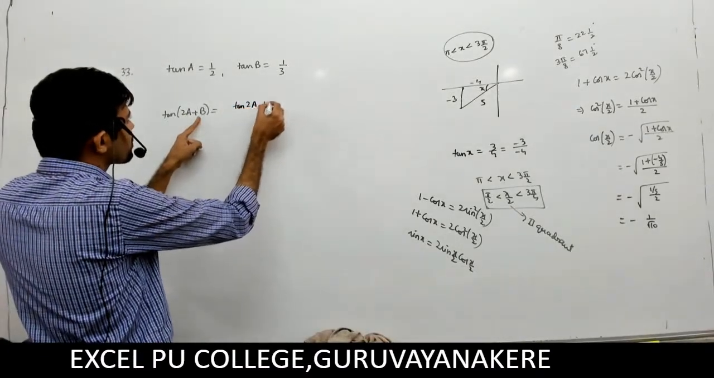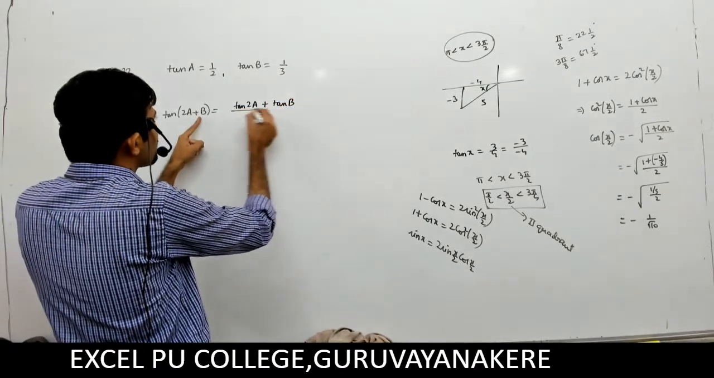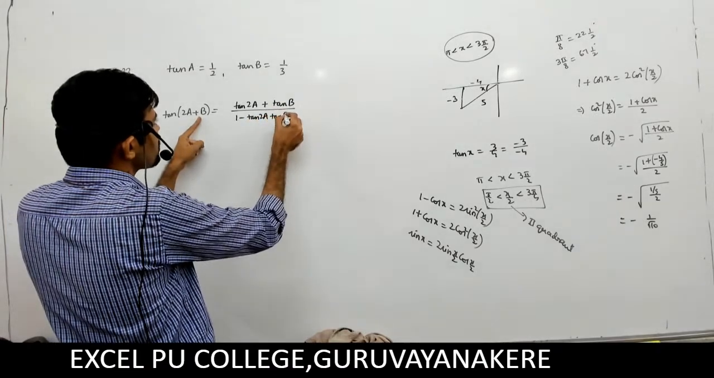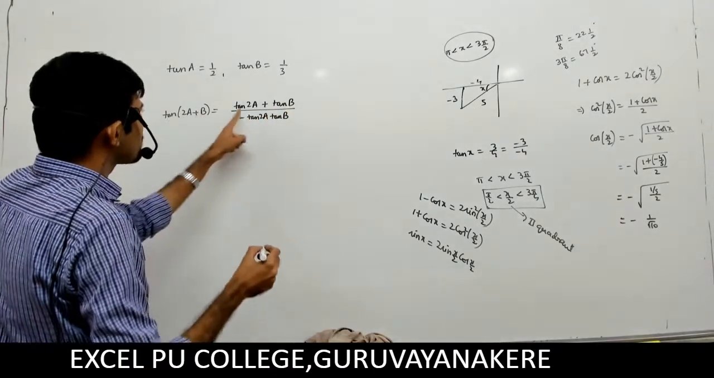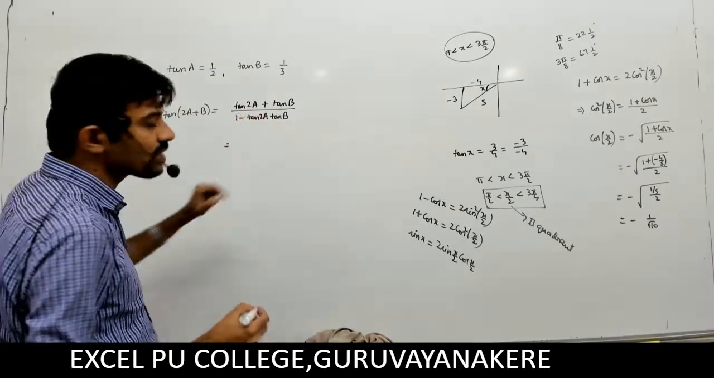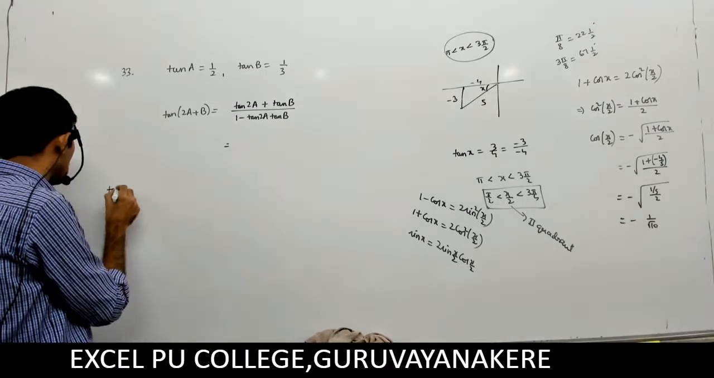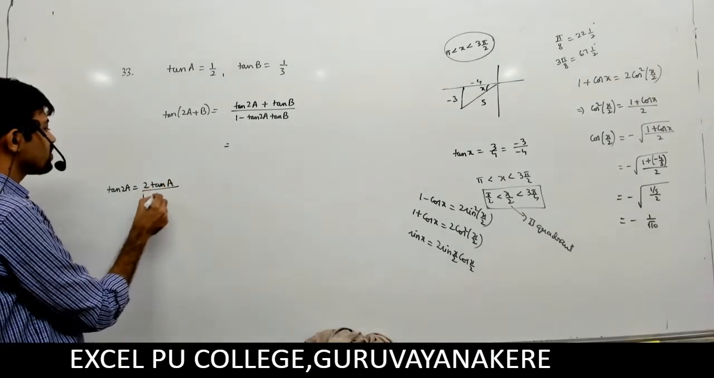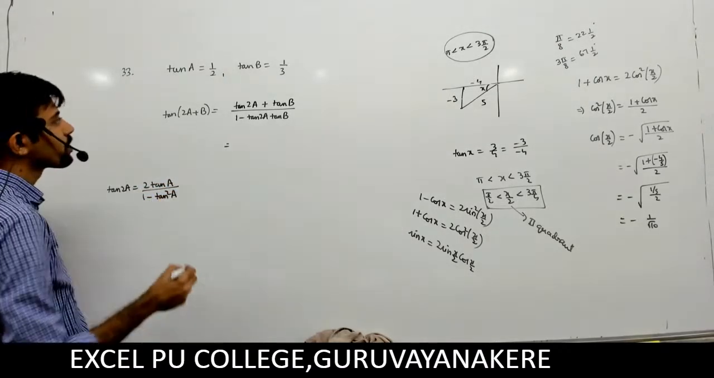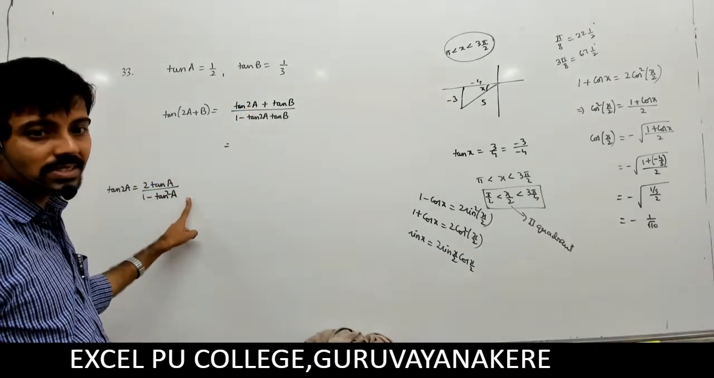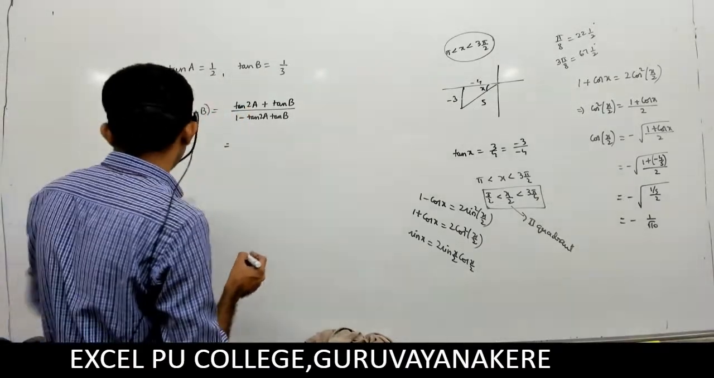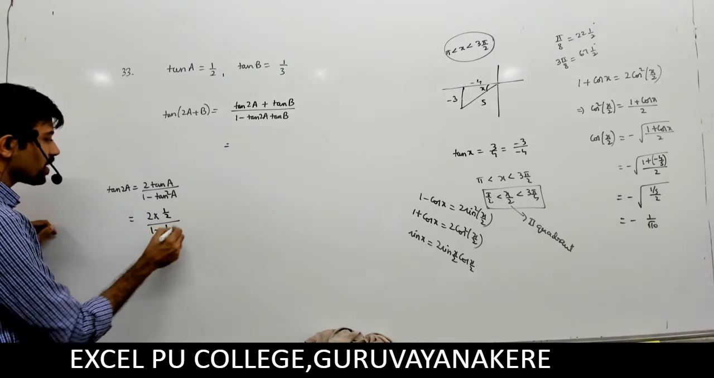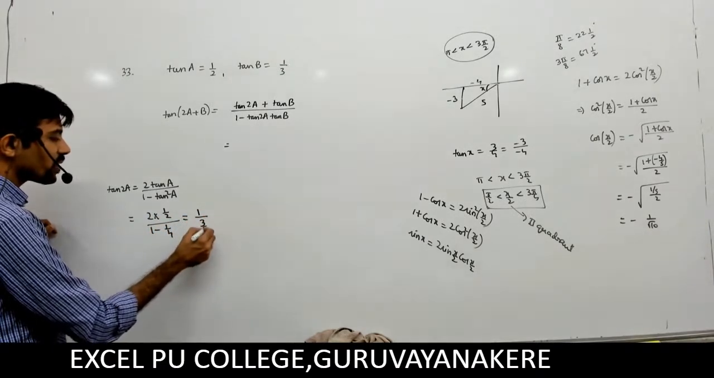Tan of x plus y is tan x plus tan y divided by 1 minus tan x into tan y. What is tan 2a? Tan 2a is 2 tan a by 1 minus tan square a. You have to find out separately the value of tan 2a. Tan a is half, no? From this you find out: 2 into tan a is 2 into half, which is 1, divided by 1 minus half square, which is 1 minus 1 by 4, that is 3 by 4.